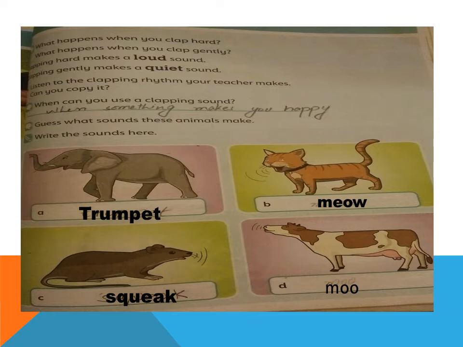T-R-U-M, P-E-T, trumpet. T-R-U-M-P-E-T, trumpet. Please, class, write the sound of the elephant under the picture. Trumpet. T-R-U-M-P-E-T, trumpet.